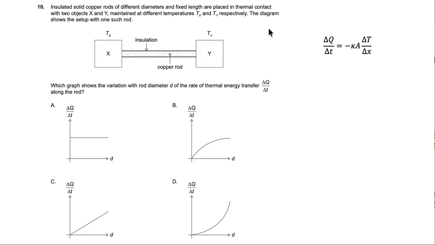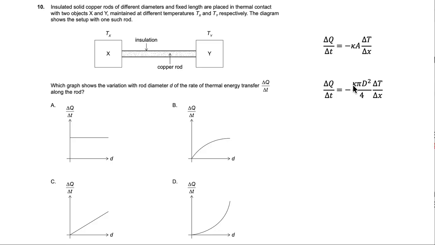Now we're going to assume that all of those are held constant, so T, and the length is held constant, so we're really interested in that area. Now the area is going to be the cross-sectional area of the rod, and that goes with pi diameter squared divided by 4.